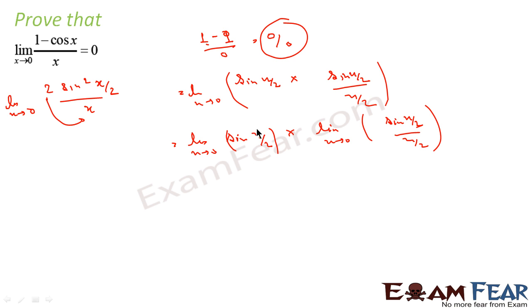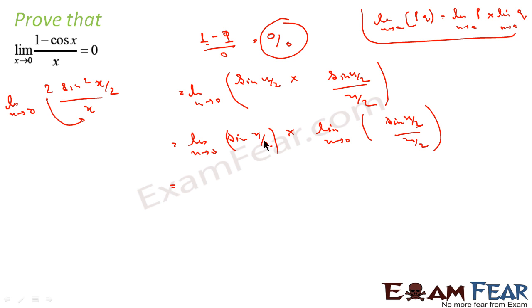Why? Because we know that limit of x tends to a for, let's suppose, p q is nothing but limit of x tends to a of p into limit of x tends to a of q. This we know, right? Same thing we have used, limit of x tends to 0 for these two values p q is equal to limit of x tends to 0 p into limit of x tends to 0 q.